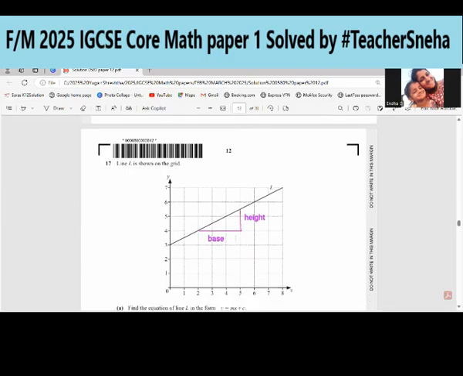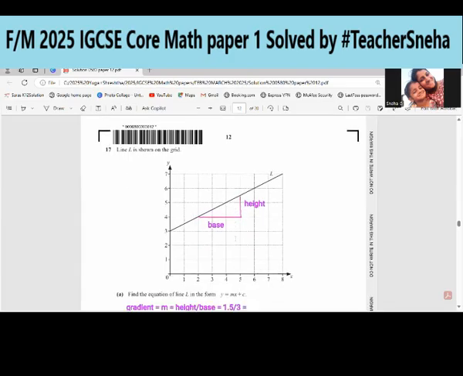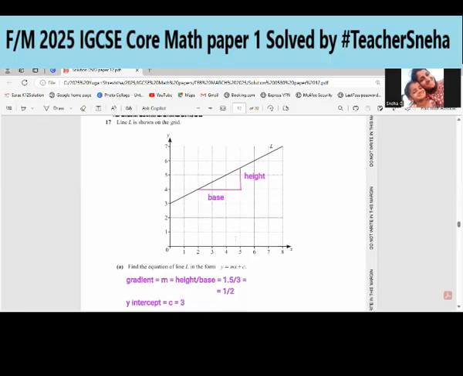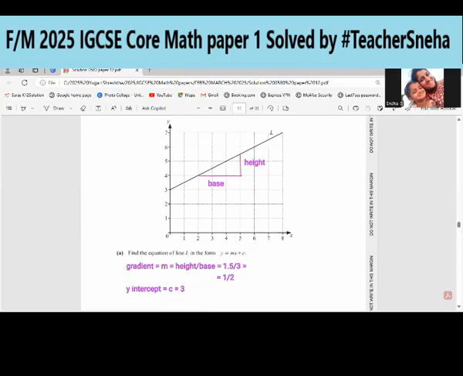Further, question number 17. Line L is shown on the grid. Find the equation of the line. So to work out the equation of the line, we need two things. We need the gradient of the line and we need the y-intercept of the line. The gradient of the line can be worked out by using the formula height upon base.